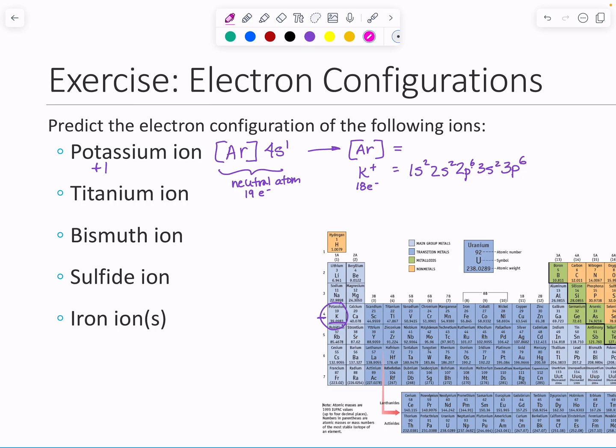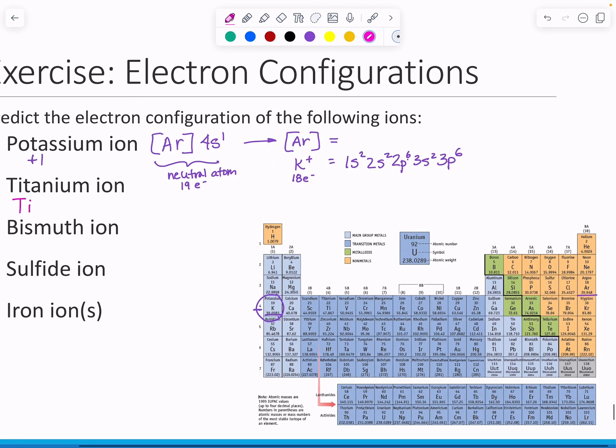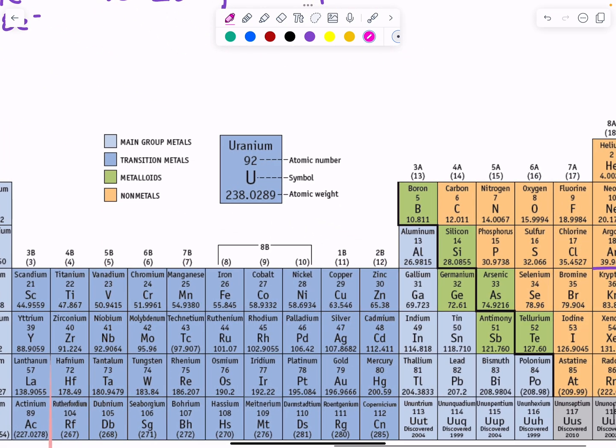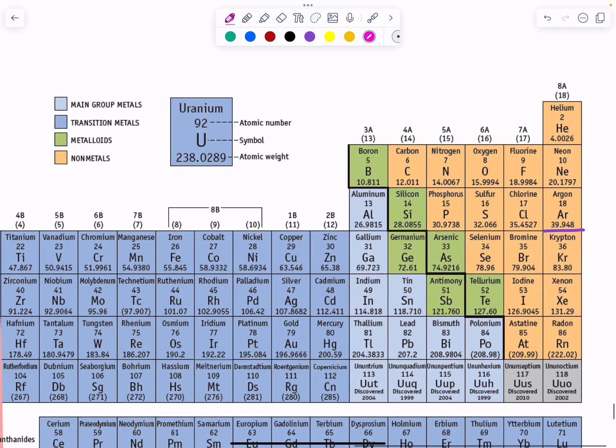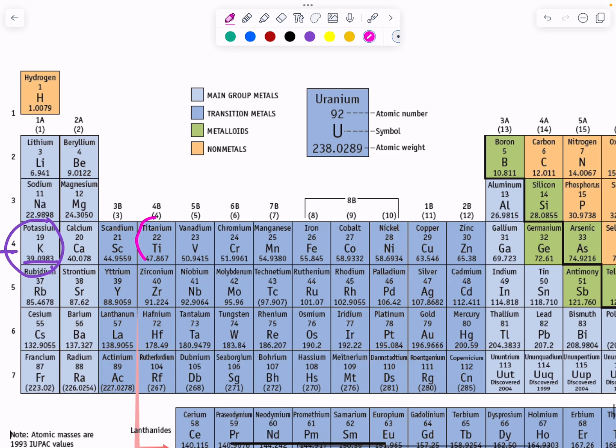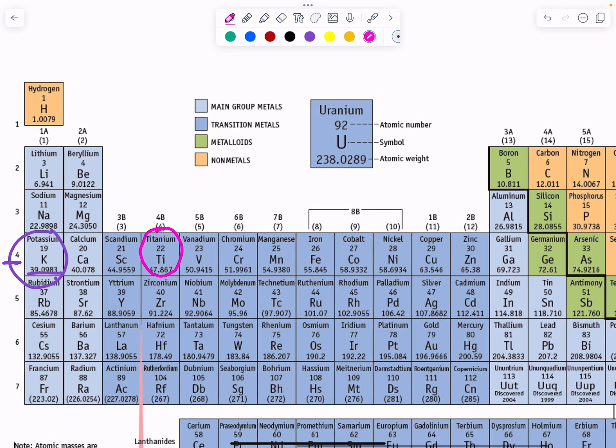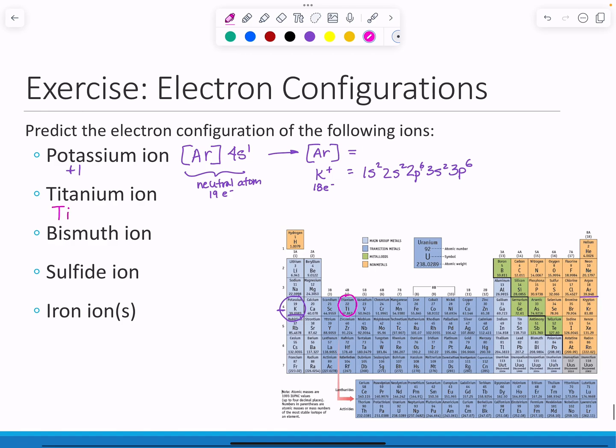So our next example is going to be the titanium ion. So let's look at where titanium is on the periodic table. All right. So titanium is, I'm having trouble seeing my thing here. Why can't I find titanium? Because it's over here. There we go. All right. So let's do the electron configuration for titanium, the titanium ion.